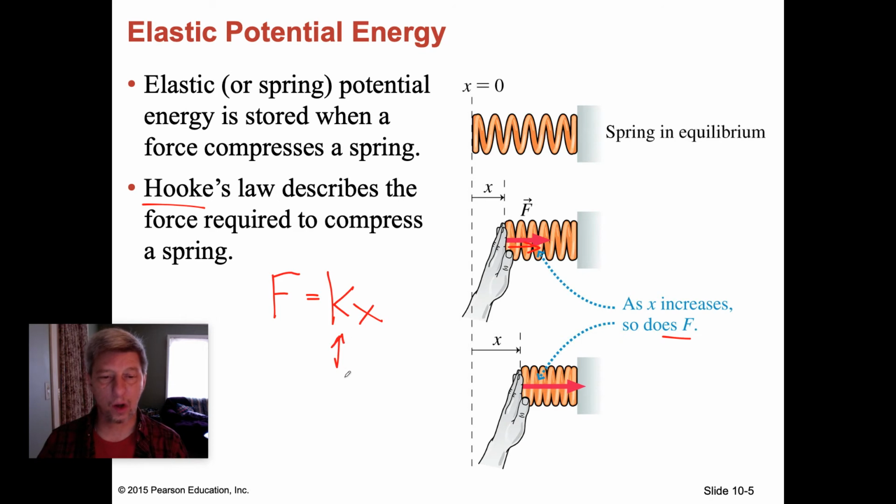x. Now, x is, of course, the distance that the spring is compressed. k is called the spring constant. All right, the spring constant. And the spring constant, by the way, is different for every spring. It depends on how tightly the coils are wrapped, what the diameter of the coils is, and the thickness of the wire that is used to make the spring. So a number of different factors go into producing this spring constant.